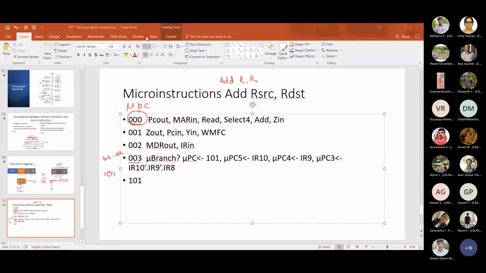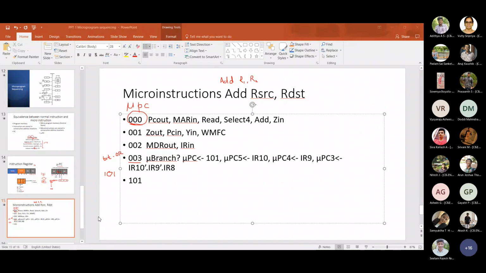Yes, ma'am. Only one out should be there in a cycle. What do you mean by out? Out means you are reading it and putting it into the bus. At a time, the bus can have only one value, isn't it? So always one out and multiple ins can be possible. Out means you are reading from the register and putting it into the bus. Okay, done.